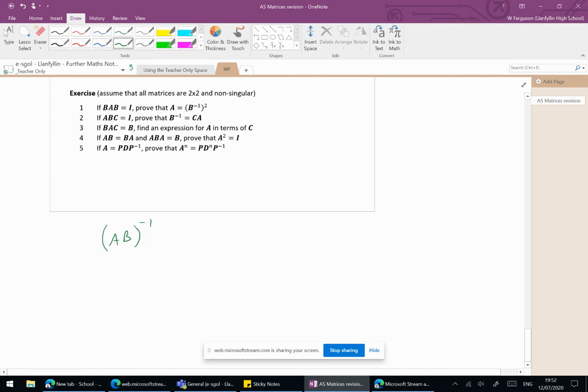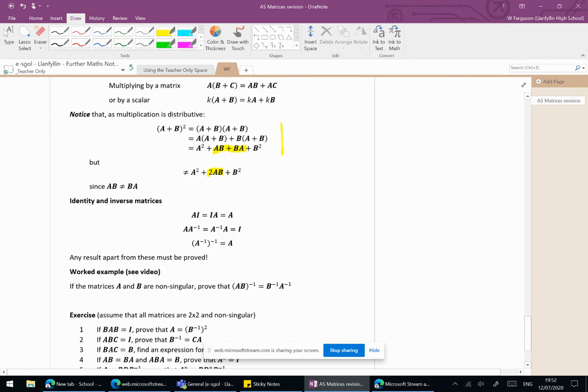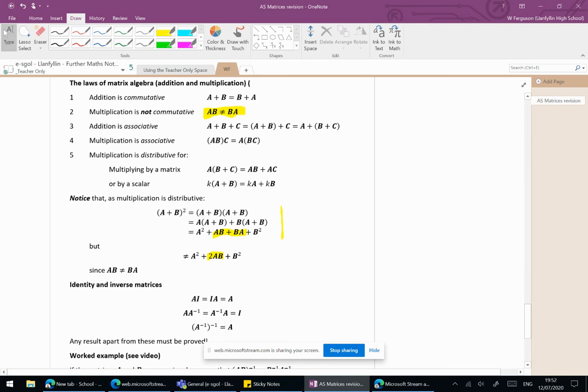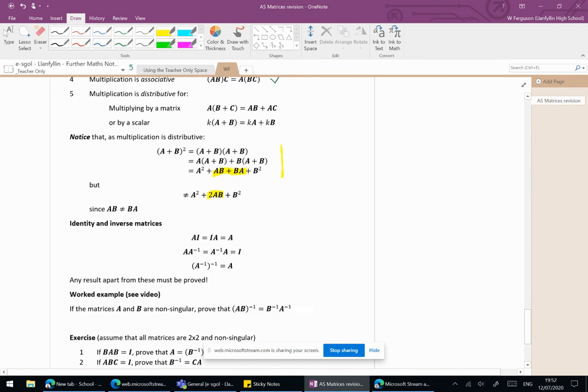What it means is that if I multiply the inverse by the original product, I should just get the identity matrix. That's the point of an inverse, isn't it? So, and now we have this business here about the associativity of multiplication.